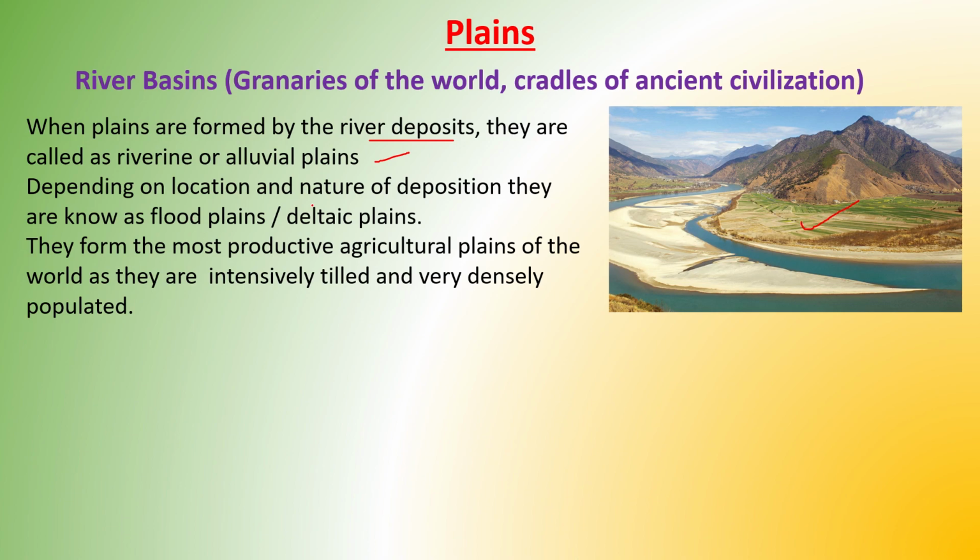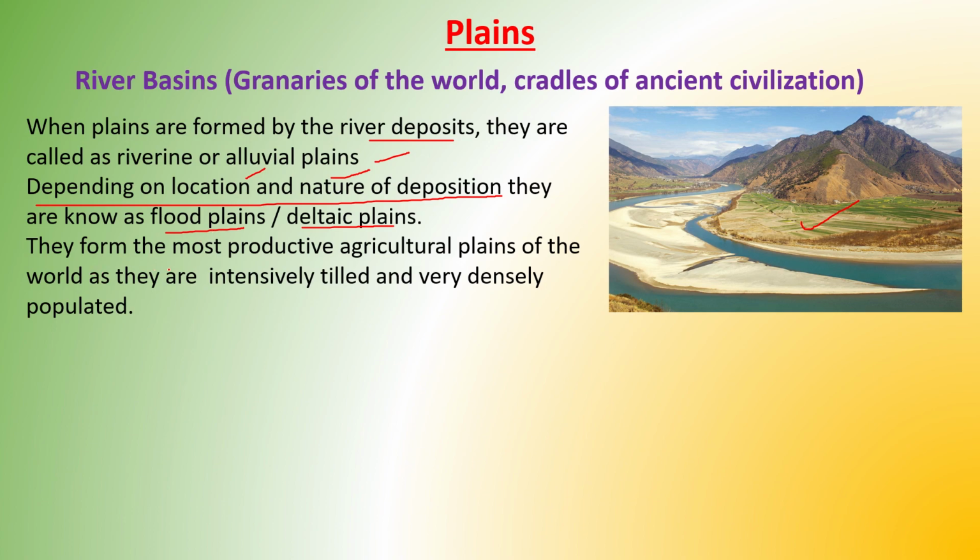Depending on location and nature of deposition, here you have to understand this one. Depending on location and nature of deposition, they are known as floodplains, deltaic plains. If the plain is forming near the mouth of the river, it will be deltaic plain. If the plain is forming wherever in the middle course we are having floods, then it will be known as floodplain.